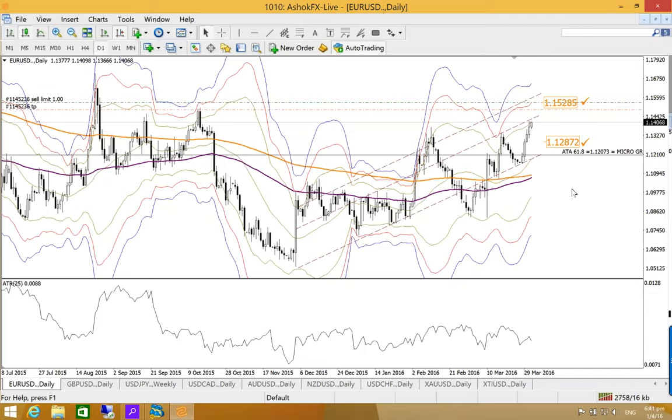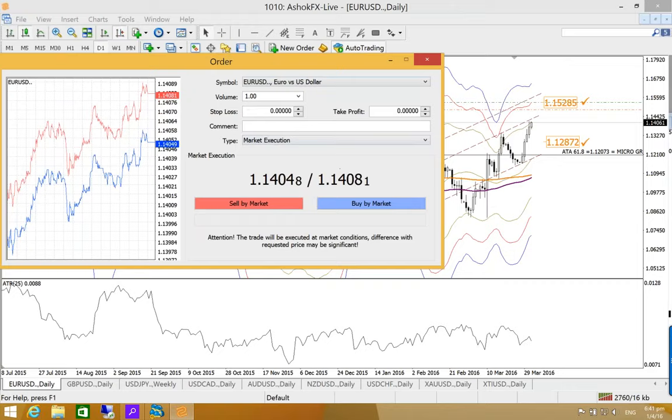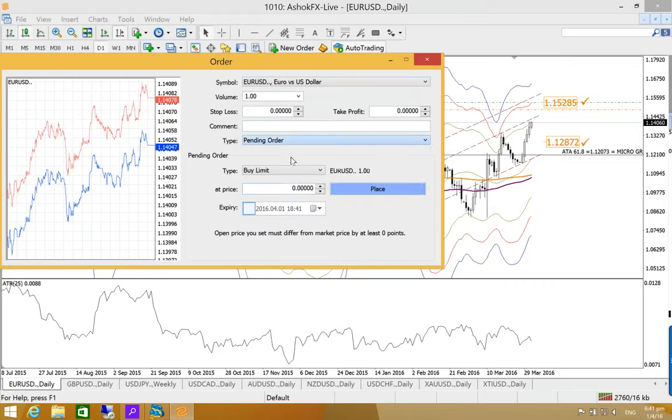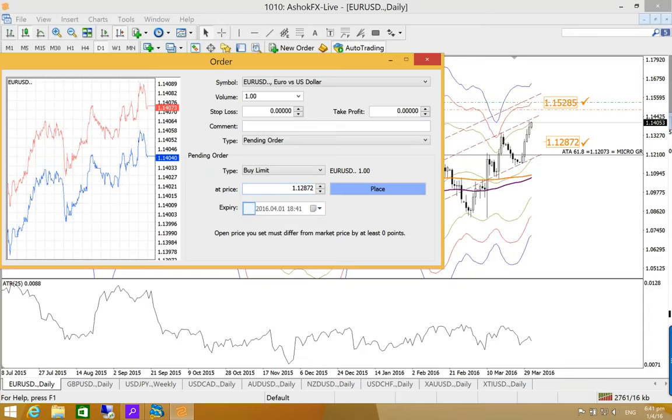Okay, good. Now that is going to be my sell limit order here, and my TP is going to be right here. Now I'm going to do a buy limit order. I'm going to stick to a buy limit order, and that is going to be a new order here. I'm going to take 1.12872. You can keep this order until the price is taken care of. No need to remove this order.